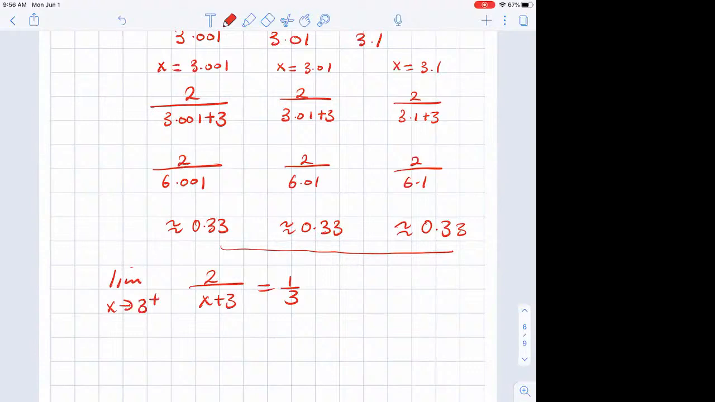Okay, that's it. So limit from the left and from the right just means to plug in some number from the left side or some number from the right side.